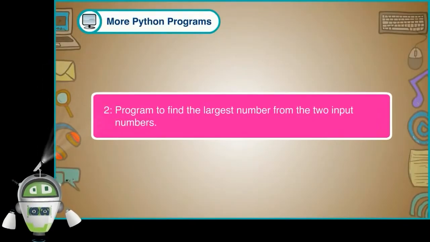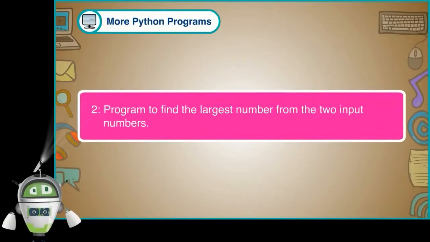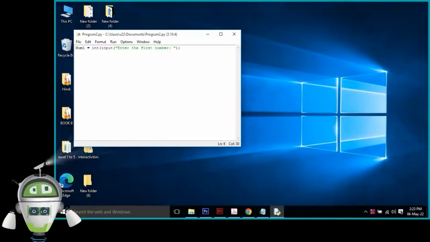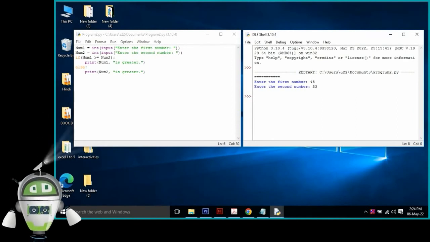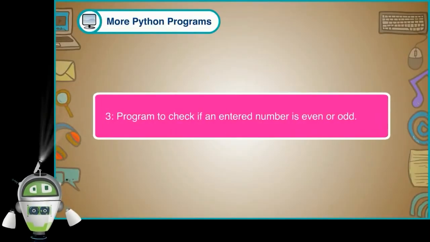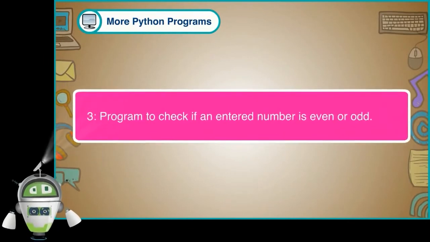Second, a program to find the largest number from the two input numbers. number1 = int(input("Enter the first number: ")), number2 = int(input("Enter the second number")). If number1 >= number2, print number1 is greater. Else, print number2 is greater. Output: enter the first number 45, enter the second number 33. 45 is greater.